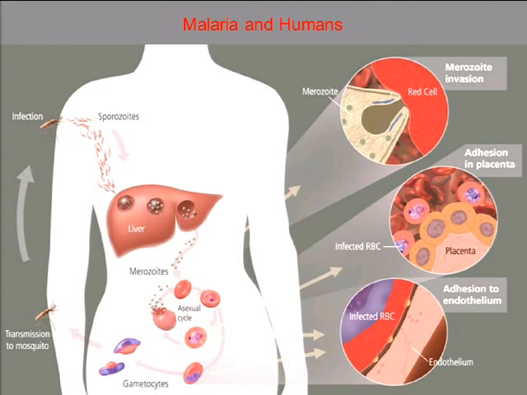Now, a couple other things. Since pregnant women are particularly attractive to this mosquito, it represents a problem because these merozoites can adhere to the placenta. Okay? They can adhere to the placenta. So they express an adherence protein that can adhere to the placenta.